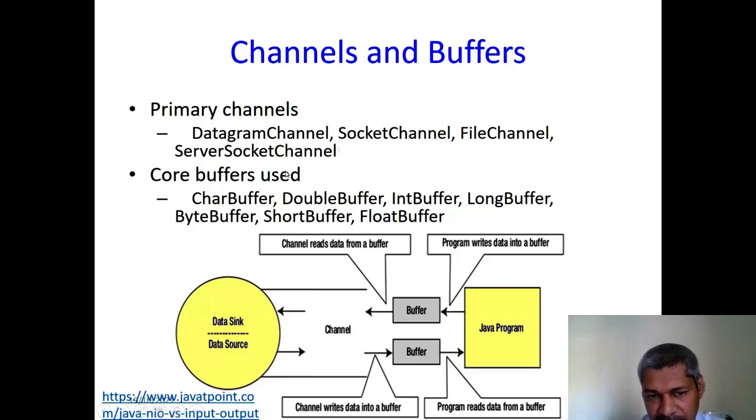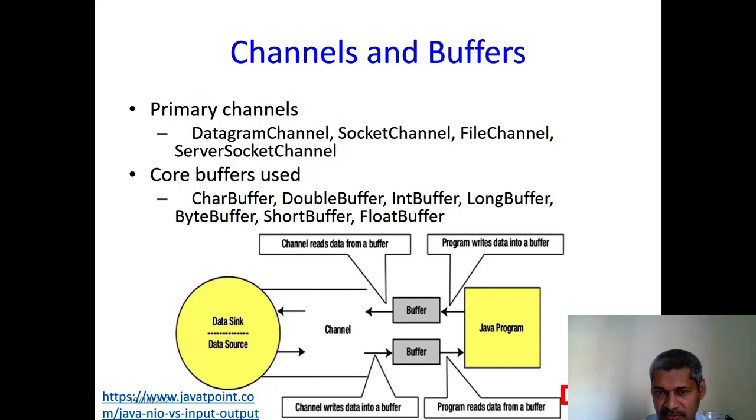So there are several types of buffers possible. Java NIO supports these core buffers: character buffer, double buffer. Every basic data type supported in Java has its own buffer type as well: char buffer, double buffer, int buffer, long buffer, short, float, etc. As I already mentioned, when it is streams, you will be reading from the streams and writing to the streams, so you are blocked. Here in this case, the buffers are being populated in the background. You don't have to wait for them.